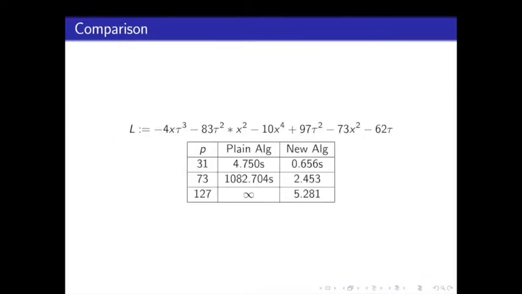Okay, so here's a comparison. This is my L, a randomly generated operator. If I use the plane algorithm and compute its p-curvature for these different p's, it takes this much time. When p is not big, it's acceptable, but when p gets big, it takes much longer. Our algorithm only takes seconds, even when p is pretty big.